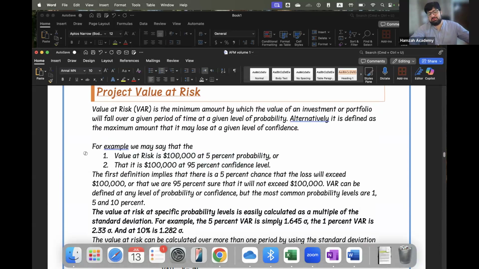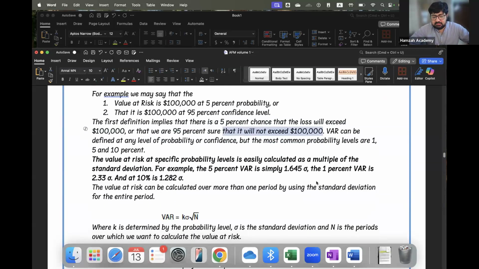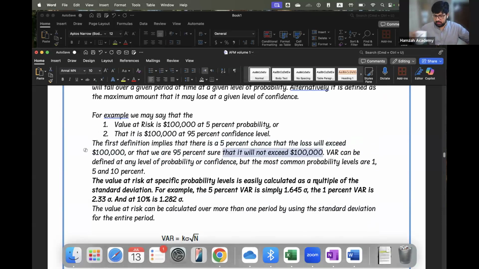What is the difference between the two? There is a 5% chance that a loss will exceed 100,000, or a 95% chance that the loss will not exceed 100,000. It will not exceed. So three probability levels are normally used: 1%, 5%, and 10%.